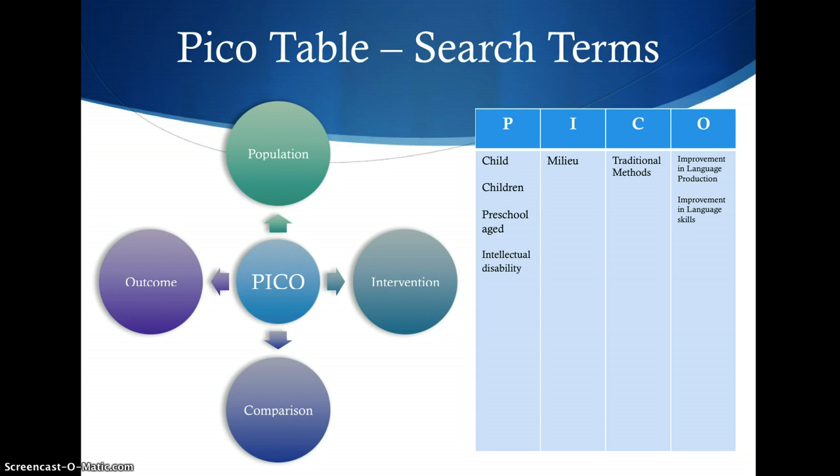So as you can see in my table, we've got 4 possible uses for the population. We can use child, children, preschool aged, or intellectual disability. For the intervention, we can use the milieu program. For the comparison, it was the traditional methods. And the outcome, we're looking to see improvement in language production and improvement in language skills.